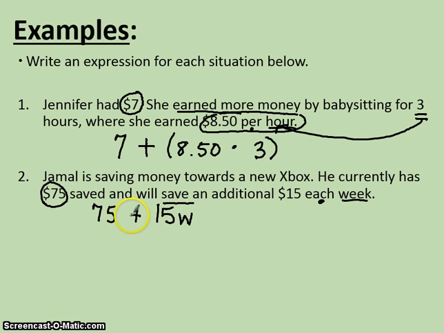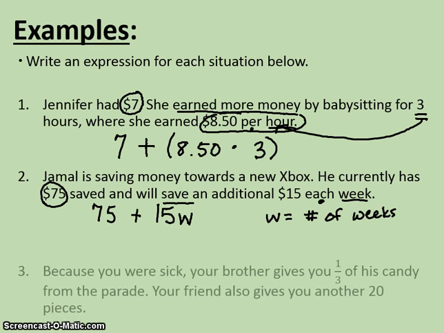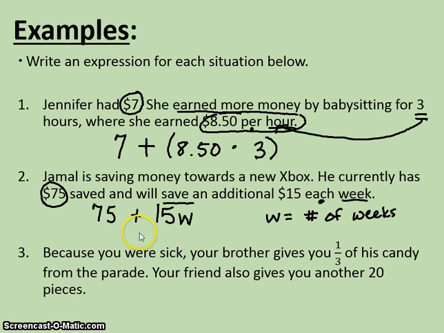So 75 plus 15 times however many weeks that he saves. Whenever you have an algebraic expression, make sure you write what your variable stands for. W is the number of weeks. Let's look at one more example.